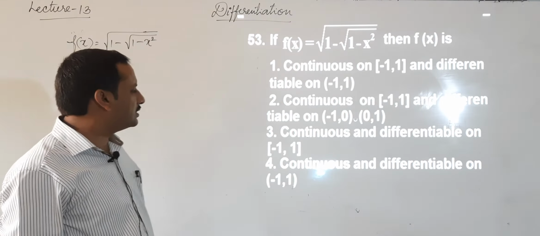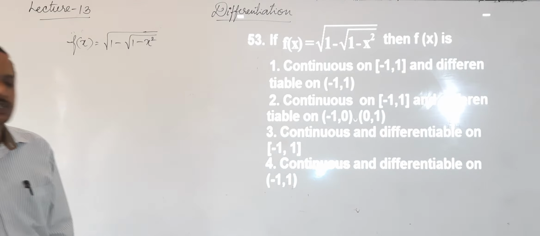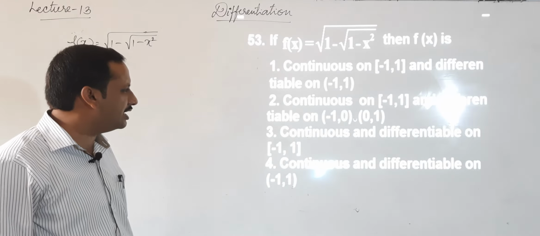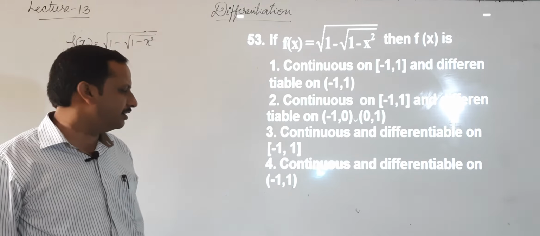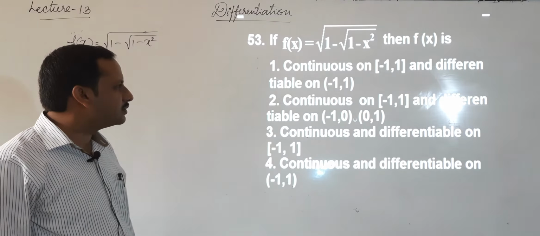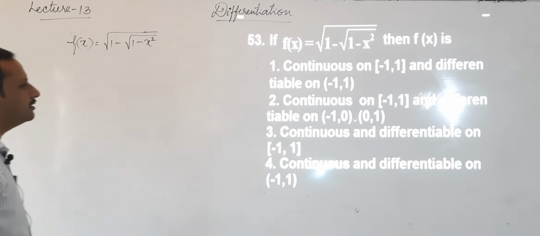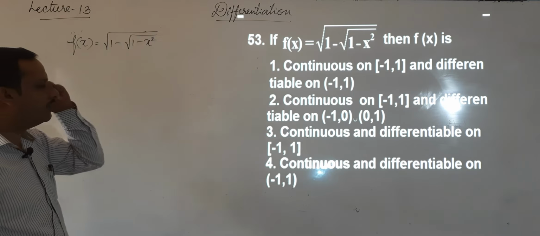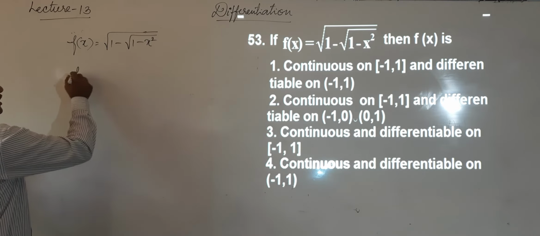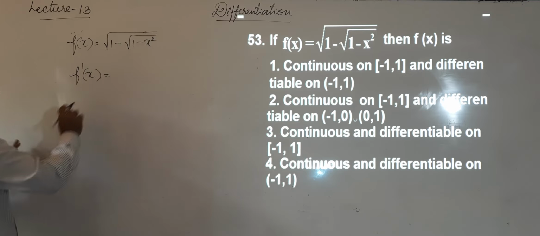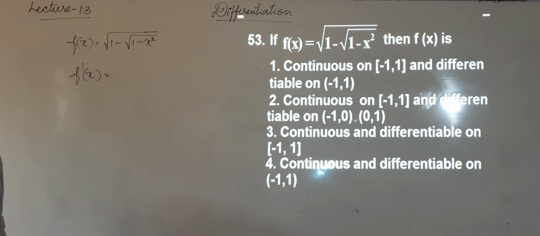So, here you observe that in all the options they have mentioned that it is continuous, right. Continuous is present in almost all the options. So, let us verify the differentiability. For that, I will directly find out f dash of x and put some values there for x and check whether it exists or not.